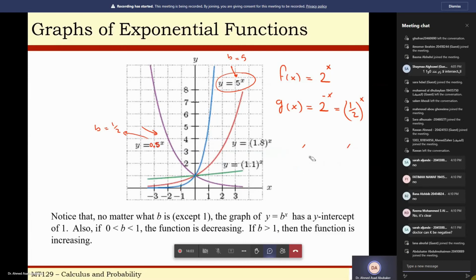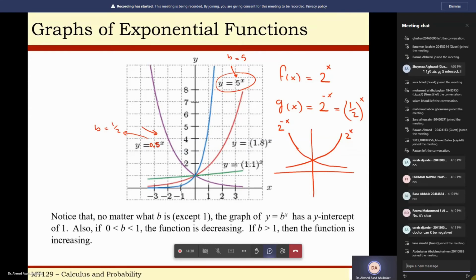What's the difference if we draw these two functions f and g? 2 to the power x is increasing. But this one is reflected on the y-axis, and we have 2 to the power negative x. This is the difference between f of x and g of x. Okay, Sarah?